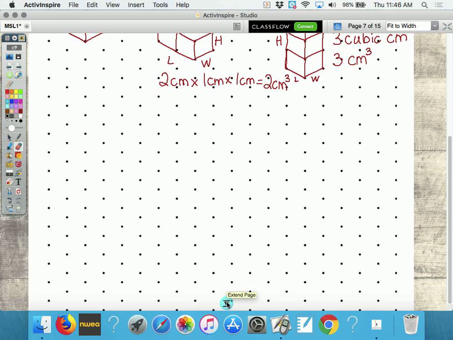So let's start with the tall one. How tall was it? 6. So you're going to stack 6 parallelograms on top of each other. Don't try and cut corners by drawing lines because it's not going to work. So you've got your 6 parallelograms. 1, 2, 3, 4, 5, 6. How wide is it? 2. So I have to go back 2 dots.